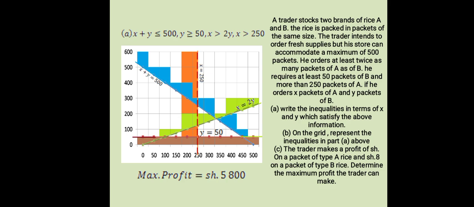The trader makes a profit of 5 shillings on a packet of type A rice and 8 shillings on a packet of type B rice. Determine the maximum profit the trader can make.